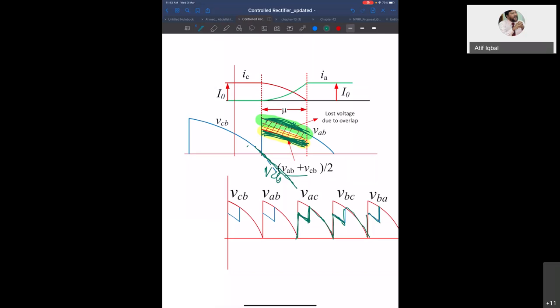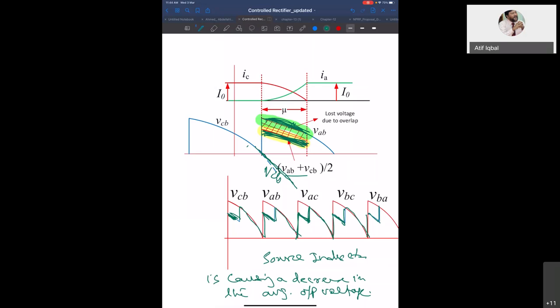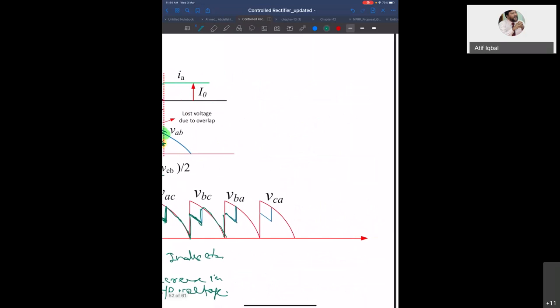This drop is because of the source inductance. So source inductance is causing a decrease in the average output voltage. Okay.